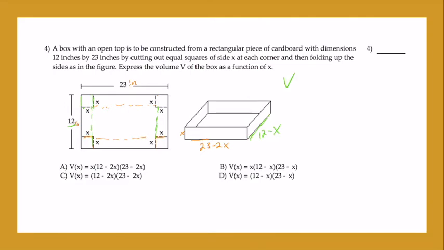And the volume of a box is length times width times height. So my volume expressed in terms of x, so my volume as a function of x is going to be x times 23 minus 2x times 12 minus 2x. So our answer is going to be not C, not B. This is going to be A. I just had them written backwards.